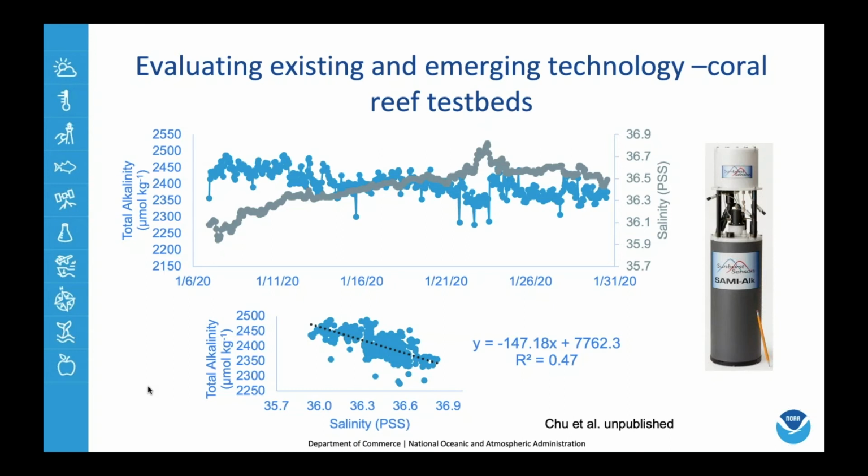We're especially interested in using TA sensors in coral reef testbeds because coral calcification influences TA, and therefore TA cannot be accurately predicted by salinity or two other parameters of the carbon system, as it can be in many other ocean regions, and thus requires direct measurement. Indeed, in the bottom figure, we can see that the salinity-alkalinity relationship is not strongly correlated, whereas regions where alkalinity can be predicted from salinity often see R-squared correlations greater than 0.9.